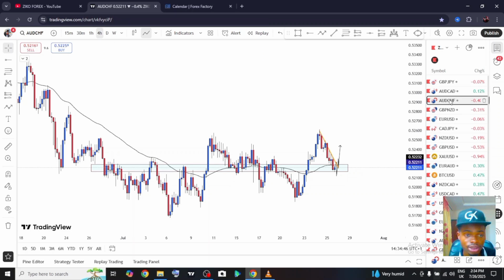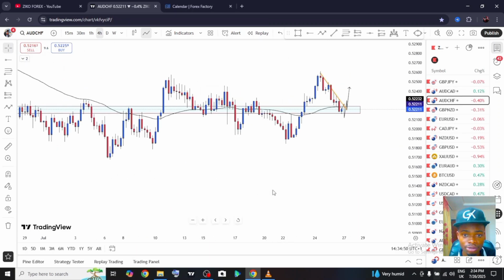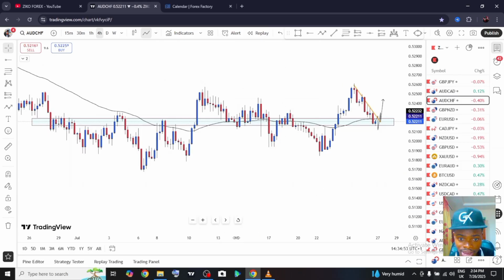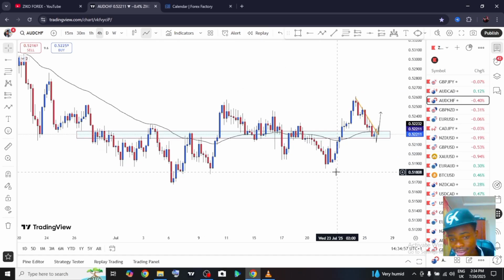The next pair for the week, we have AUD-CHF. Now AUD-CHF, that was one of the pairs we were looking for last week. We didn't manage to take the buys that we were looking for last week, right? Because the price action was just in a straight line. It didn't really give us the retest that we were looking for. But we are hoping to continue the buying momentum this week.